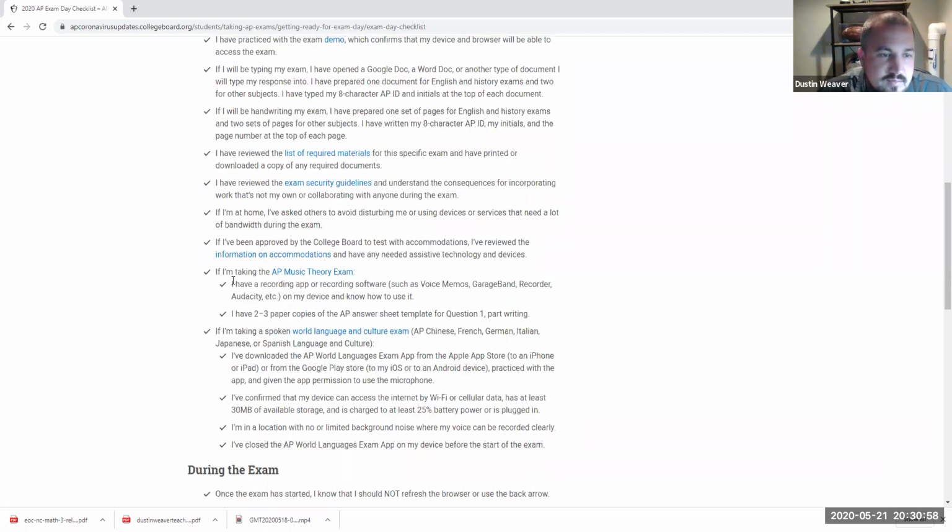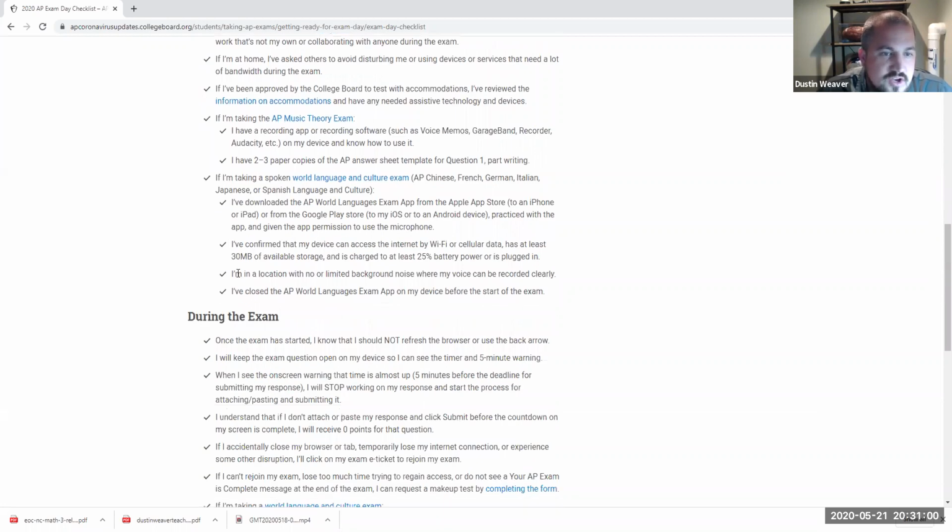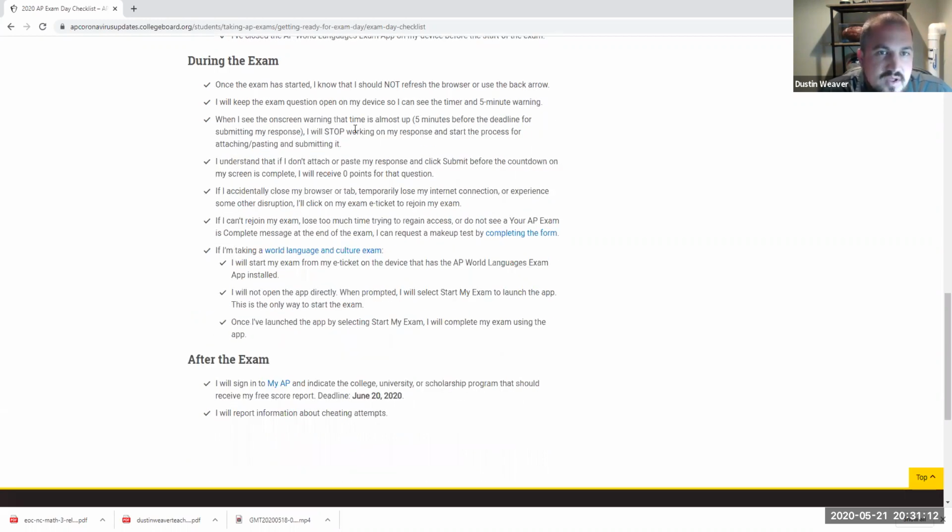You're in a location where your device can access Wi-Fi or cellular data. You're in a location with no or limited background noise, so you got that. And then during the exam, you know you should not refresh your browser or use the back arrow. You're going to keep the exam question open on your device so you can see the timer. When time's almost up, you're going to submit your response.